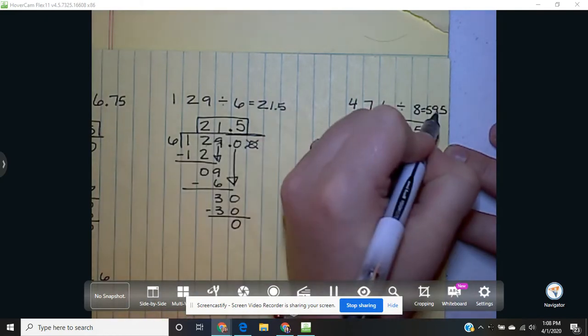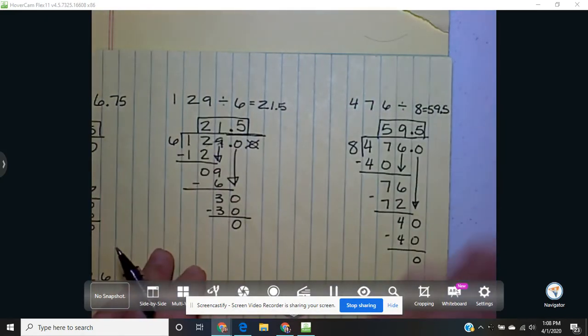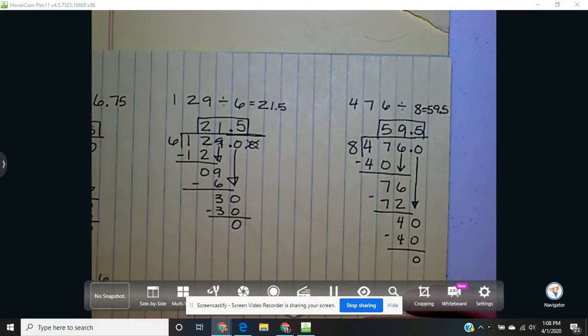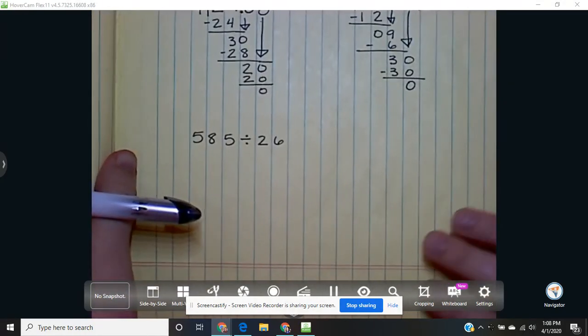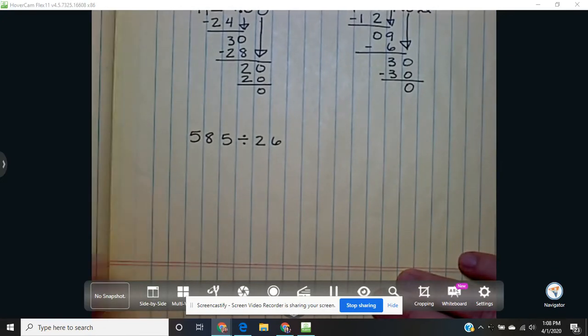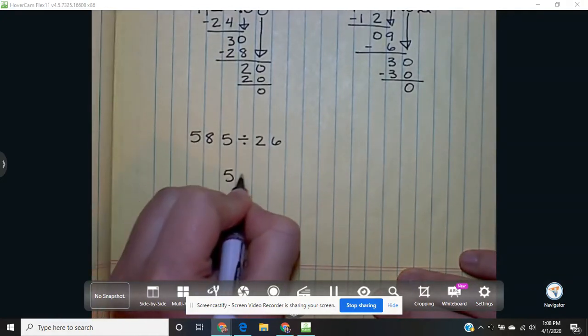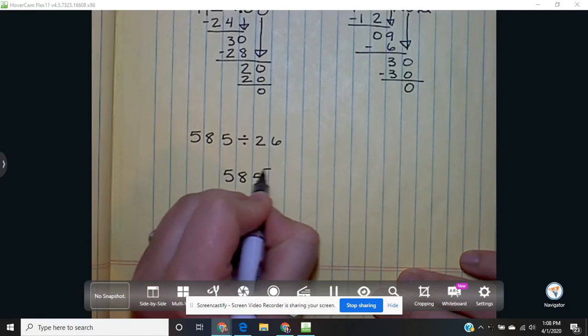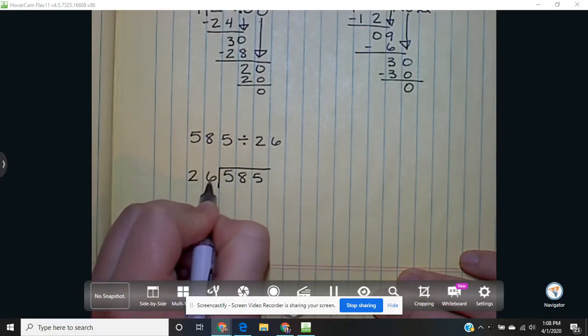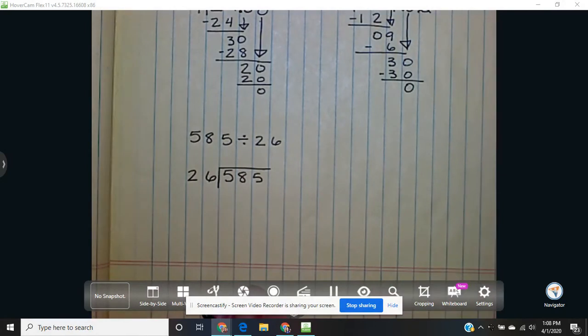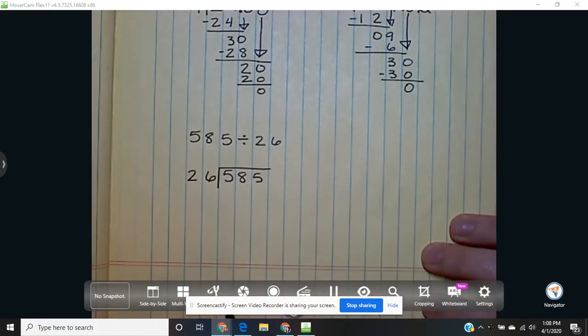Okay. So far, how are you doing? Do you feel like you have done well? We still have one more to check together, and that is 585 divided by 26. Now this one was a little bit more of a challenge because of the double digit divisor.